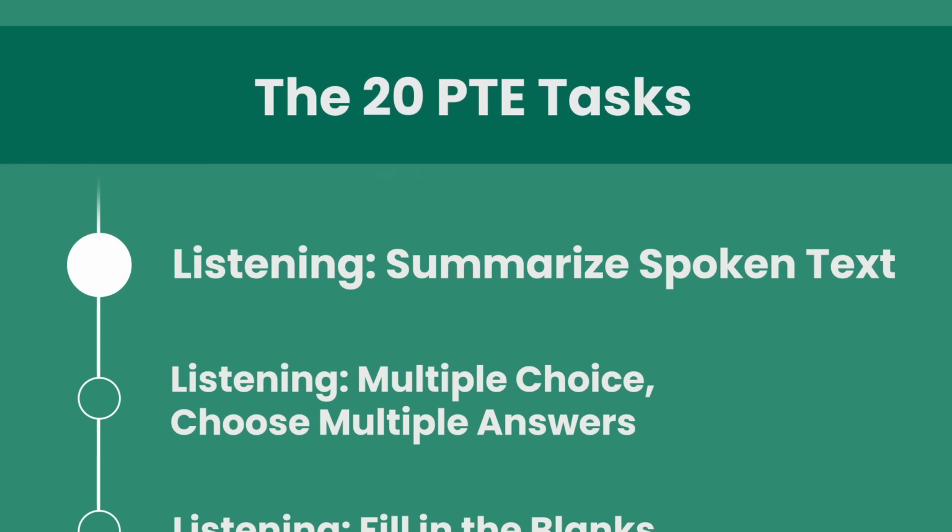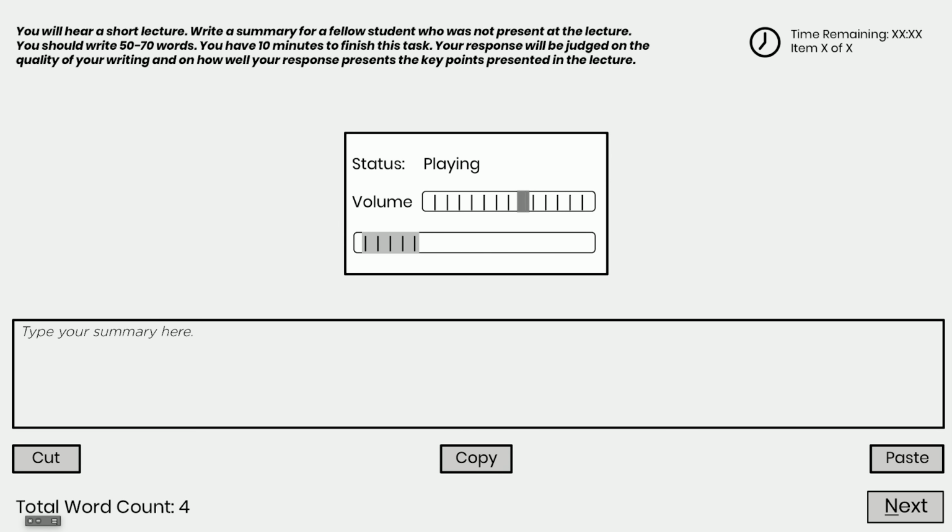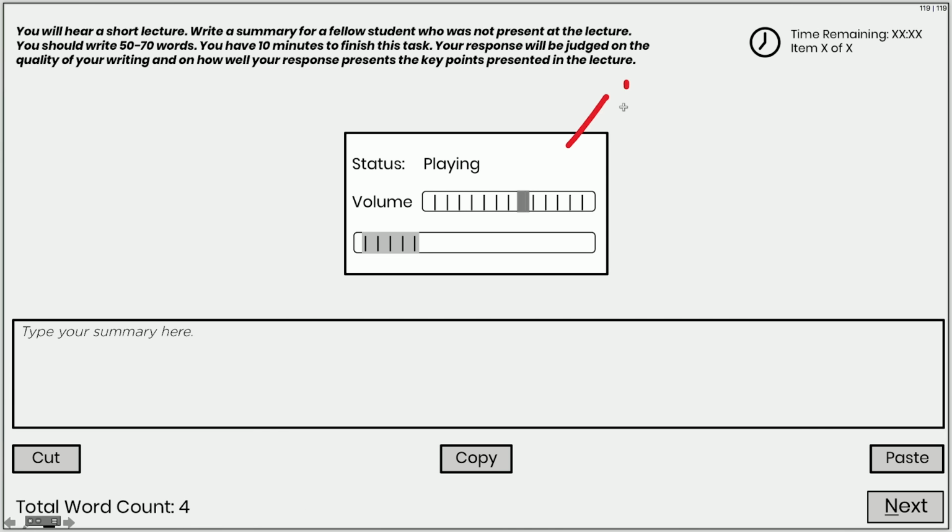Okay, the first task of the listening section is called Summarize Spoken Text, and it looks like this. What's going to happen is you're going to hear a lecture, okay, so a lecture or an interview that will go for between, say, 60 and 90 seconds. Okay, not very long. What you're going to have to do while you listen to that lecture is, again, take notes. In fact, in the entire listening section, you'll be using your notebook a lot.